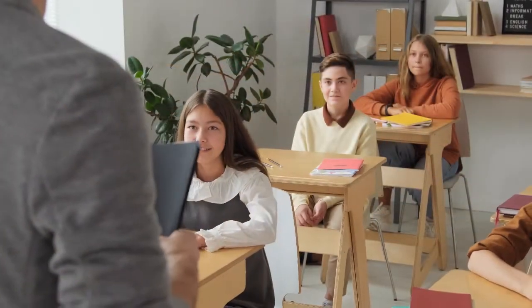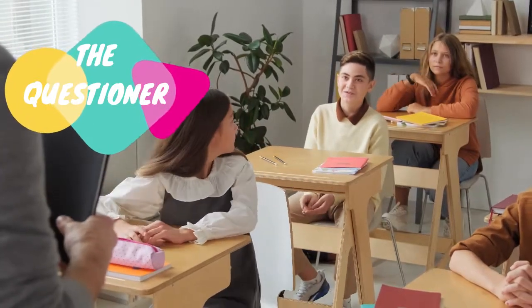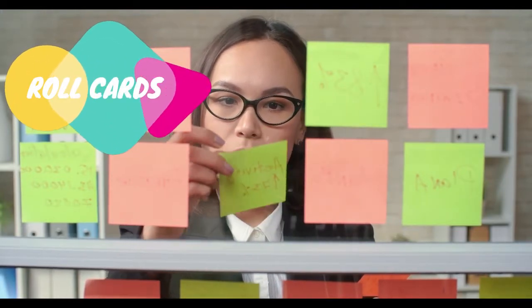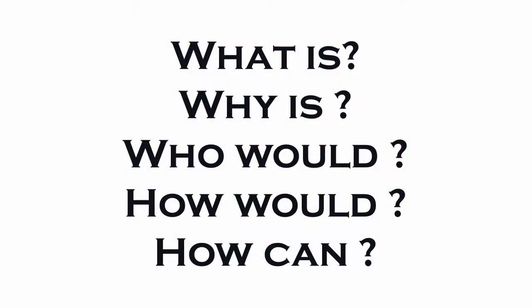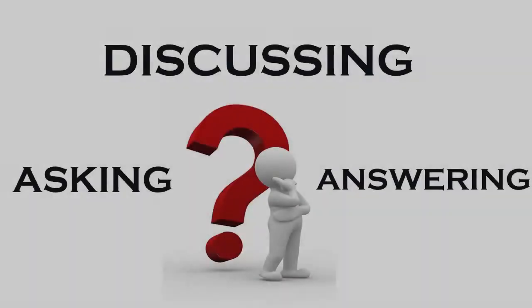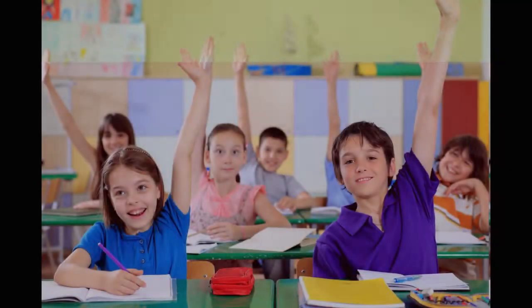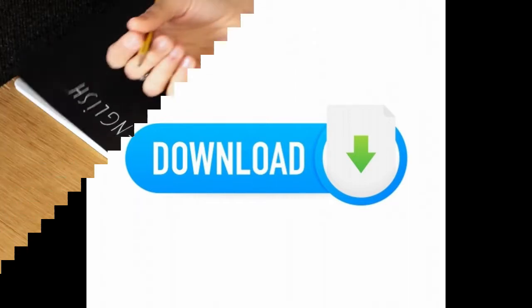Role number 1: the questioner. Here, he or she asks questions that will help the group to understand. You can give role cards to your students. The role card will have clue questions like what is, why is, who would, how can. Asking, discussing and answering questions gets students involved within the reading and ensures they are paying attention to important details. You can download the role card from the link given in the description box.